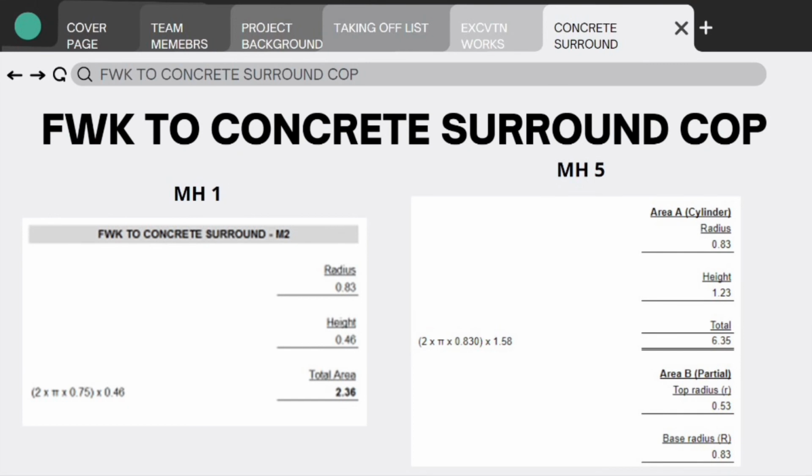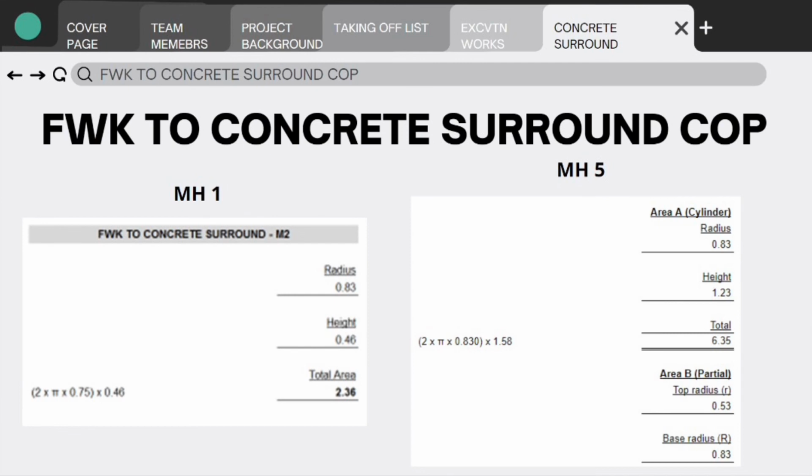Formwork to concrete surround. To calculate the formwork of concrete surround for MH1, the radius 0.83 is taken from the excavation, height is 0.46 taken from the concrete surround, and the total area is calculated by using the formula 2 pi r times h, which is 2 times 22/7 times 0.83 times 0.46 to get a total area of 2.36.